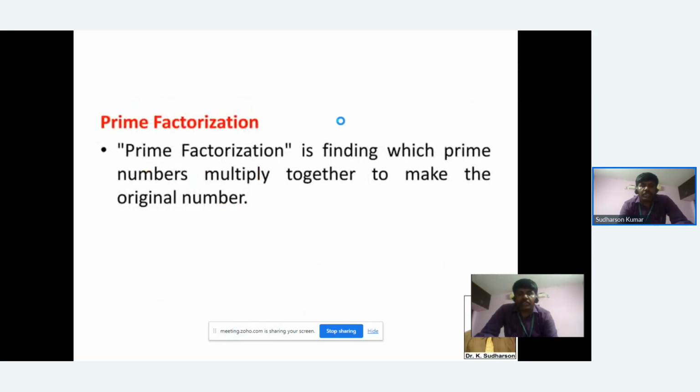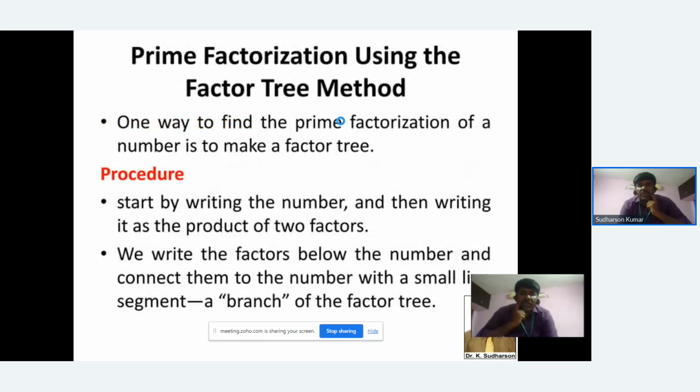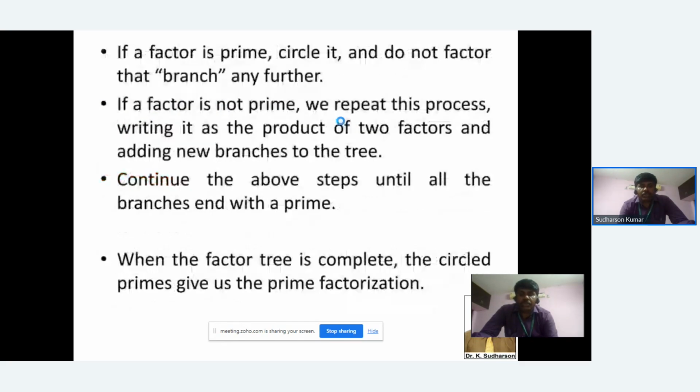Now, what is prime factorization? It is finding which prime numbers multiplied together make the original number. For example, in 6 we have two factors, that is 2 and 3. In that, which prime numbers multiply together to make the original number, that is the prime factorization. Prime factorization can be done using the factor tree method and the division method. There are two methods, so we'll see them one by one.